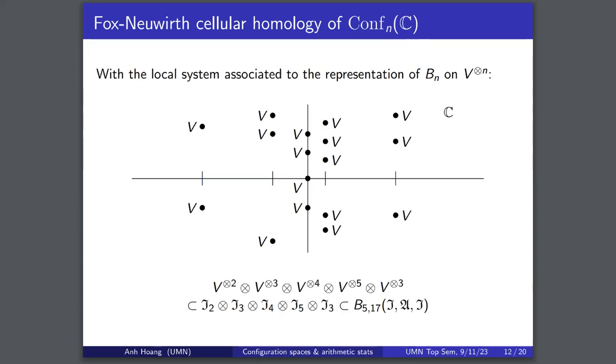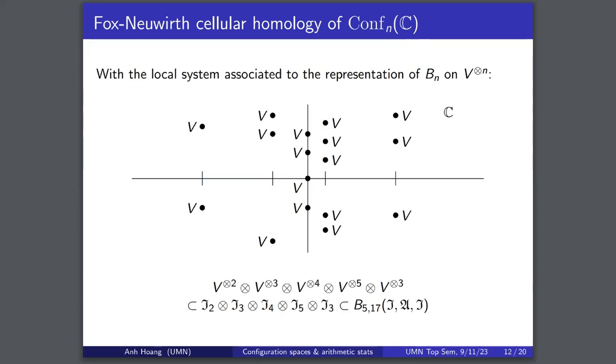Please remind me, what is J2? Sorry, this is I, and these are the augmentation ideals of the algebra. Basically, we are saying that we don't have an empty column. Yeah, I see. All right. Any questions so far?